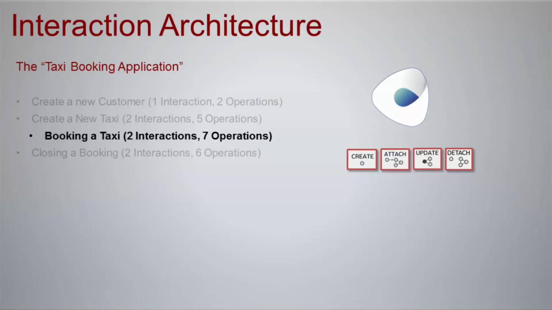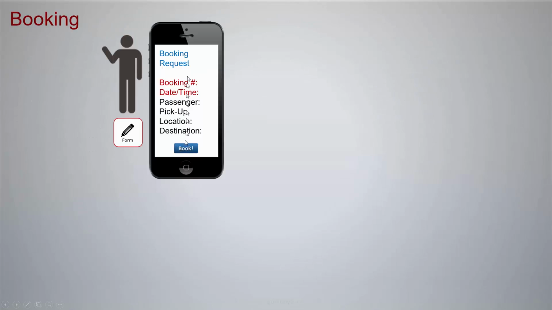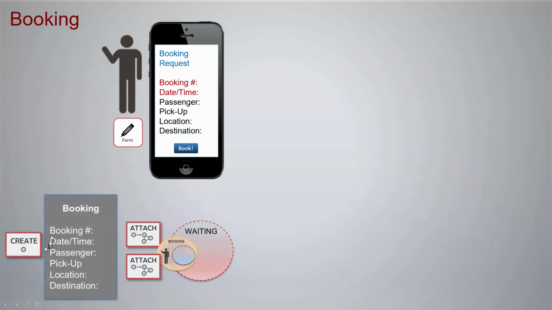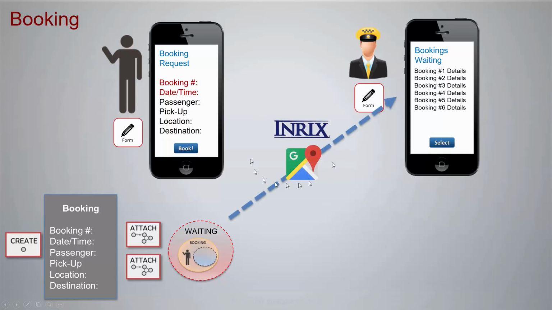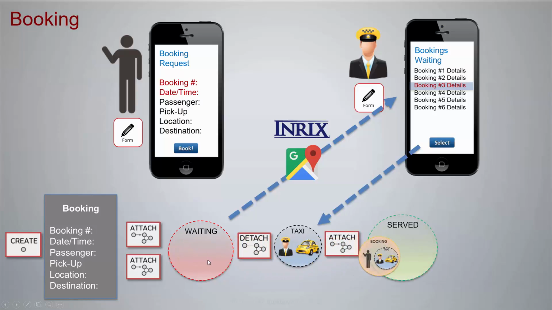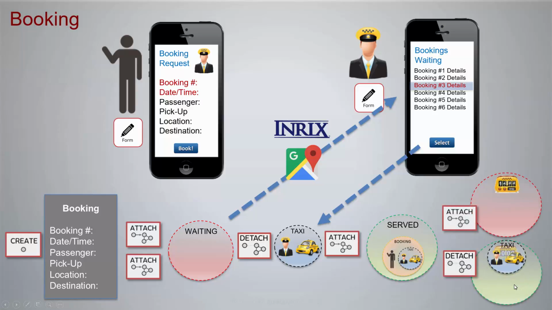A booking. A booking will start with a customer interaction. The customer will fill up the booking information and place the booking. This will create a booking based on the booking schema. It will then connect the customer to the booking and connect the booking to a waiting collection. The driver will then fetch the waiting collection. An external system can be used to filter up the bookings that are close to the taxi. The taxi will then select one of the bookings. It will then detach the booking from the waiting and pass it over to the served, which will trigger a notification for the customer. It will then detach the taxi from the available and place it on the hired.